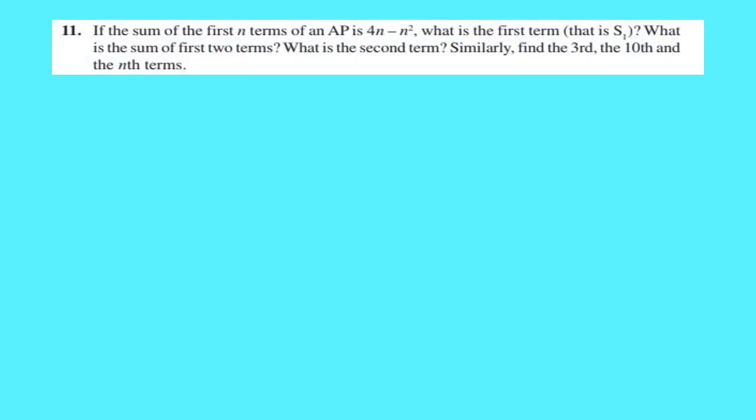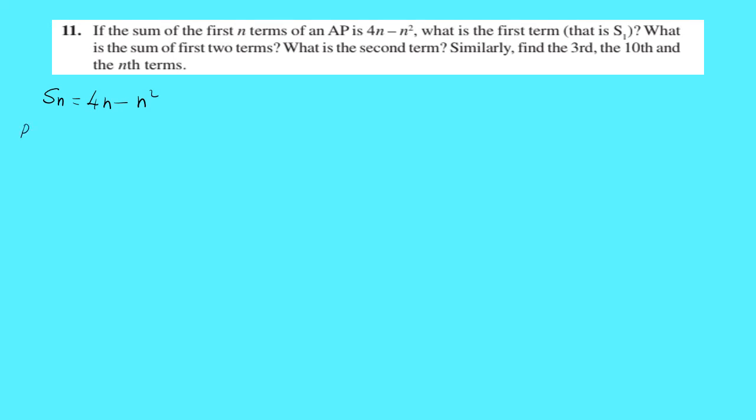Question number 11. If the sum of the first n terms of an AP is 4n minus n square, what is the first term? That is S1. What is the sum of the first two terms? That means S2. What is the second term? That is A2. Similarly, find the third, 10th and nth term. Here it is given sum of first n terms. That is, you can write it as Sn equal to 4n minus n square.